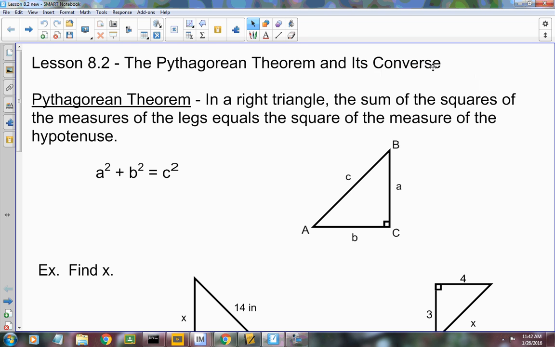Okay, so today we're starting chapter 8, and we are going to be dealing with right triangles in this chapter, okay? And we're going to be creating a toolbox for ourselves, and we're going to learn how to use different tools to solve for different parts of right triangles. And it's important to know when to use which tool.